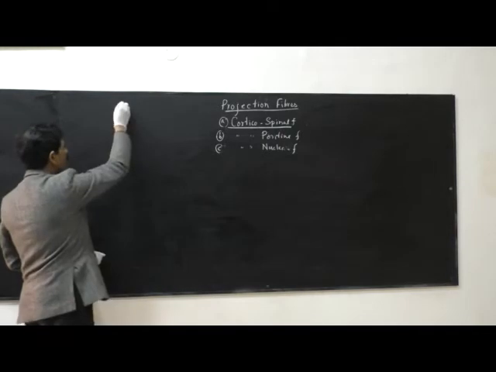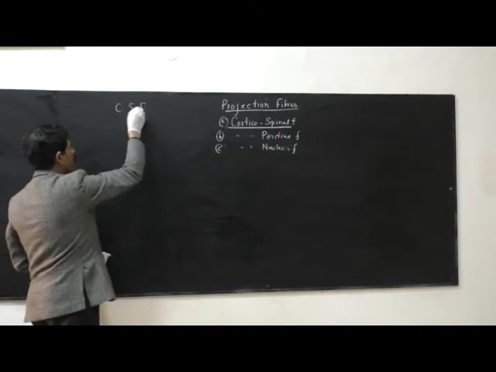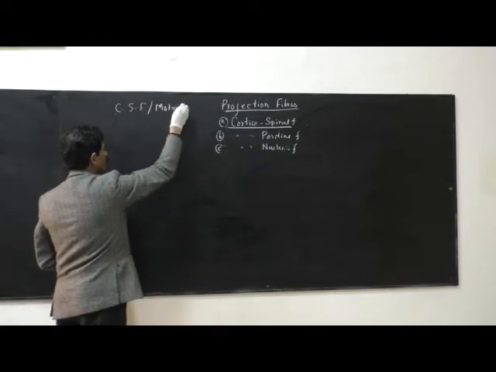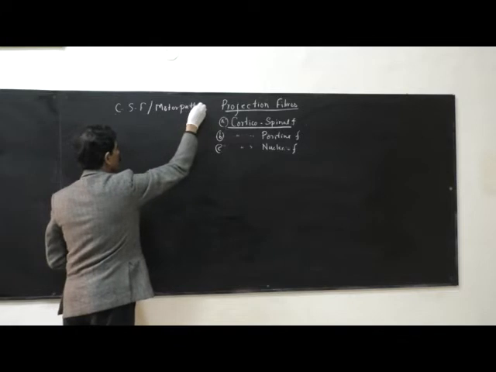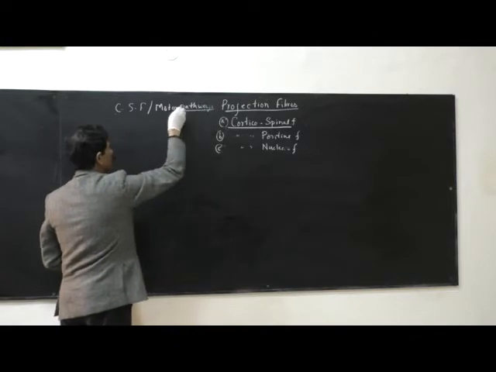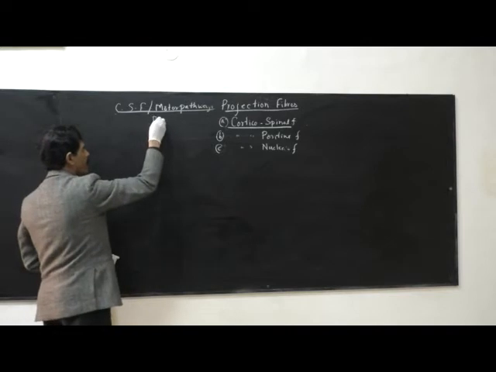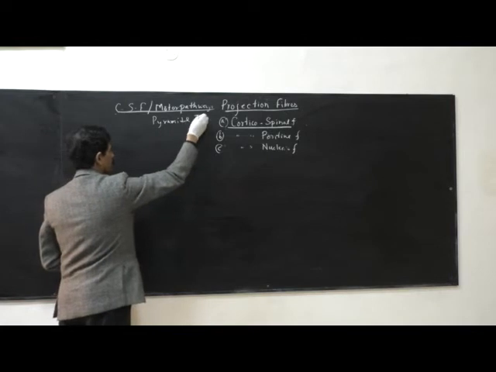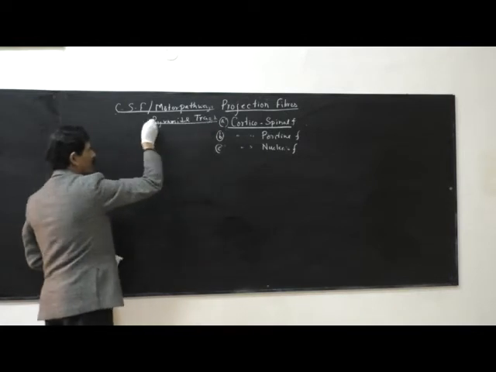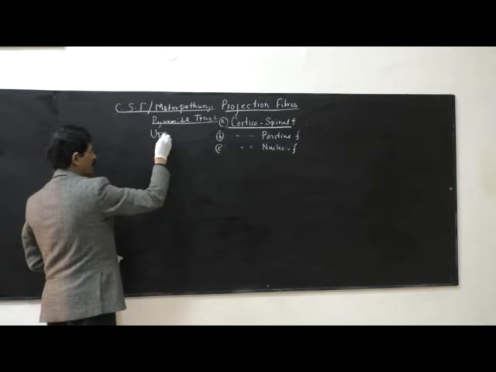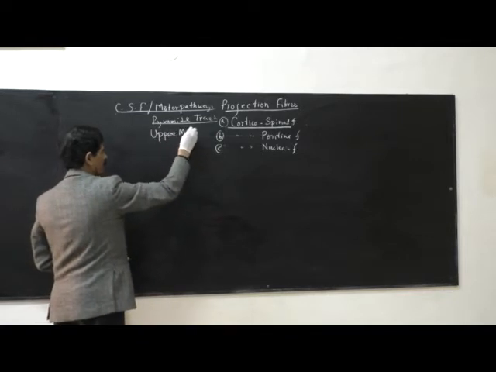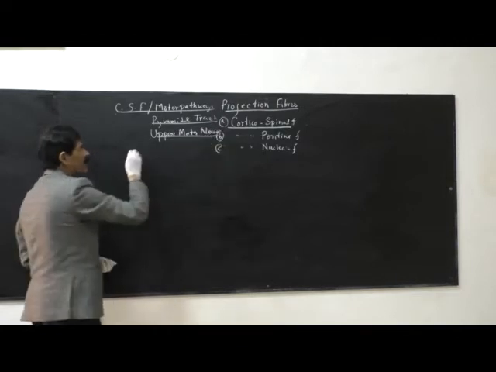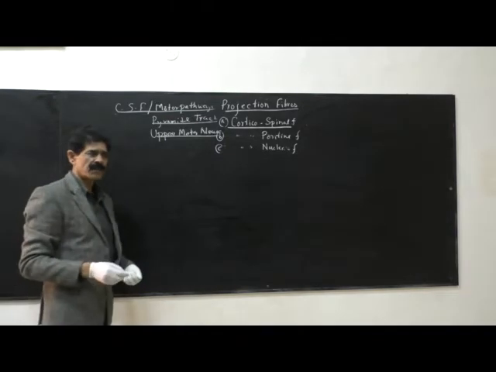Now the corticospinal fibers, they are also called motor pathways. They are also called pyramidal tracts. They are also called upper motor neurons. So different names have been given to the corticospinal fibers.